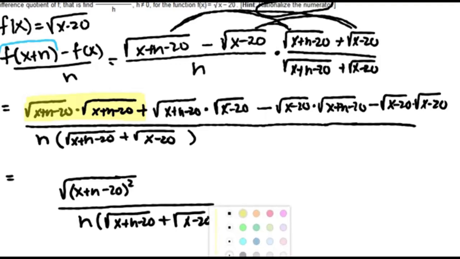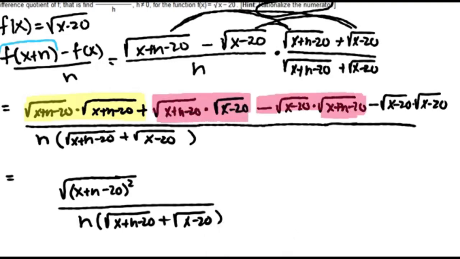Now let's focus on these two terms. This first one is positive and the second one is negative, and they have the same factors. So they are like terms, but they're also opposites of each other. And we know that opposites cancel each other out. So those two terms just go away. They zero out.